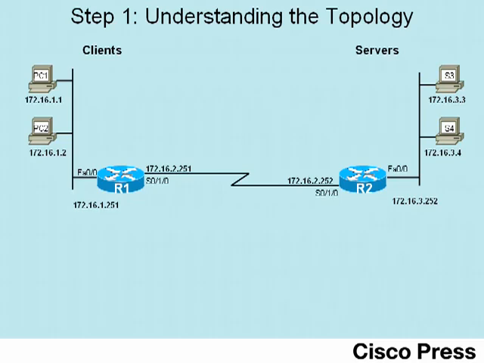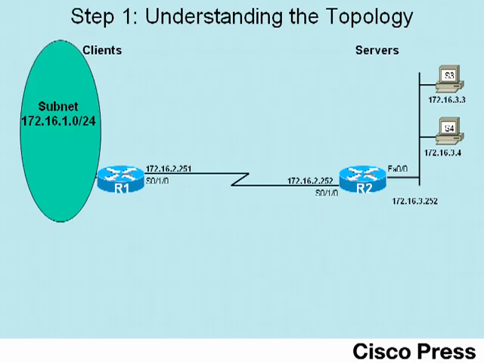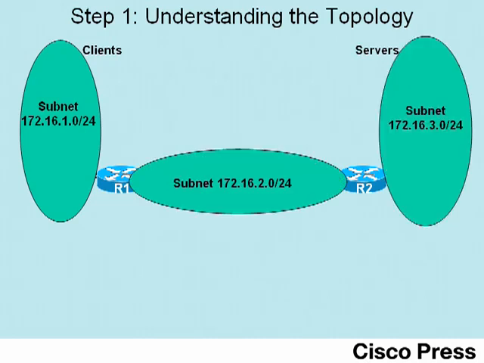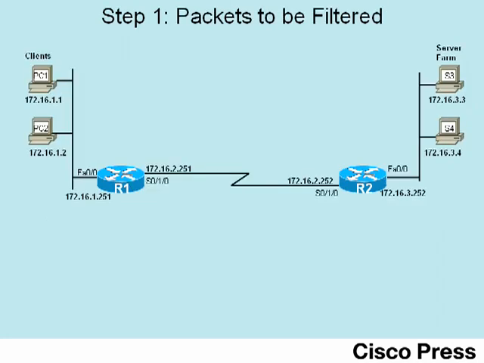Now in this design, of course, we have three subnets. So we have subnet 172.16.1.0 on the left, 2.0 in the middle, and 3.0 on the right, all three using a simple /24 mask. Next, let's take a look at the criteria that we'll use to build this particular access list. For this access list, first we're going to want to permit traffic that comes specifically from client PC1 toward the web servers in subnet 172.16.3.0.